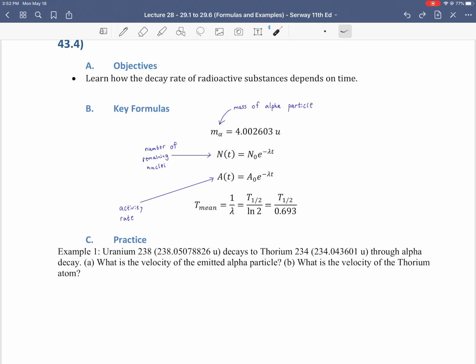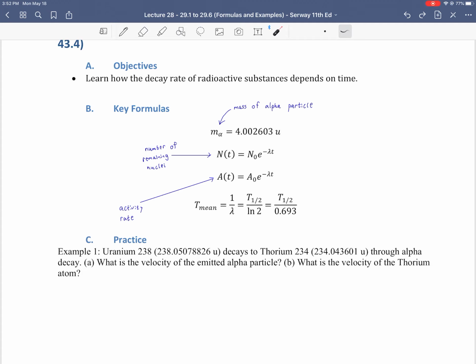Okay? Our next equation is quite similar, and this is the activity rate, because it turns out that the activity rate exponentially decays as the number decays. And that's because any given nucleus has a certain probability of decaying. If there are less nuclei in the overall population, then there'll be less decays per unit time. Okay, so this could be decays per second, or any other rate that would be specified in the problem.